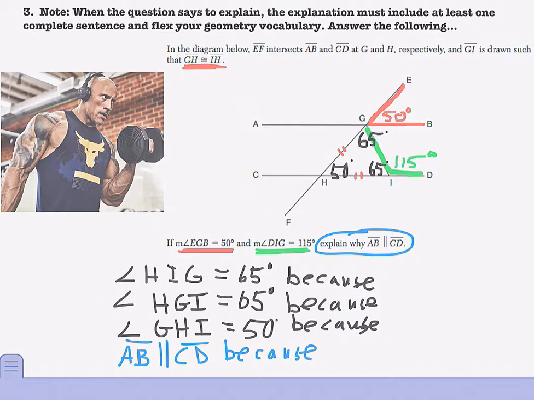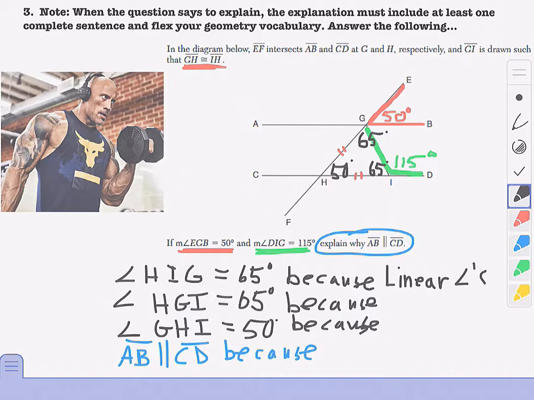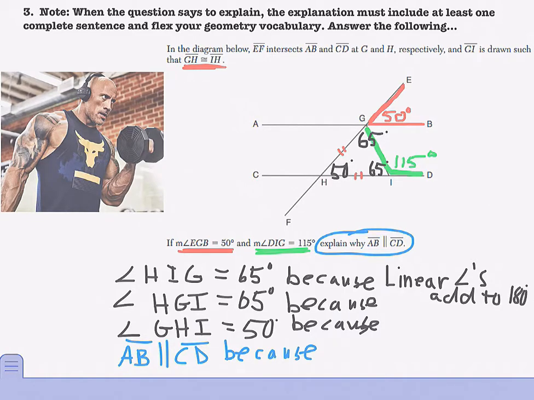First of all, I put down the information that was given, and once again I used linear angles to figure out that this angle here at HIG, that angle would have to be worth 65 degrees. So once again, the reason why that angle's 65 degrees is because linear angles add to 180 degrees. That's part of my explanation. And it's going to take me more than just one sentence to say all this because there's a lot of things happening in the picture.